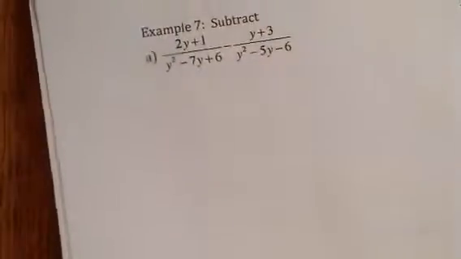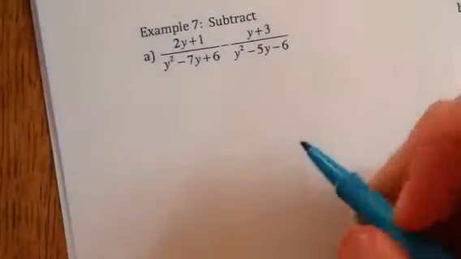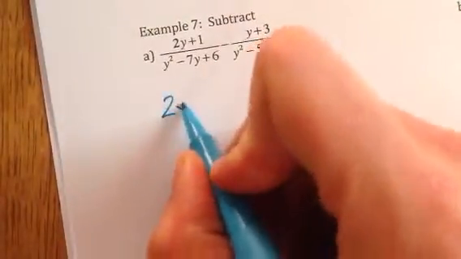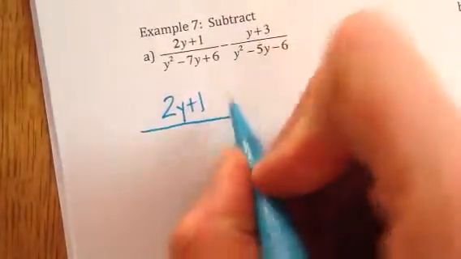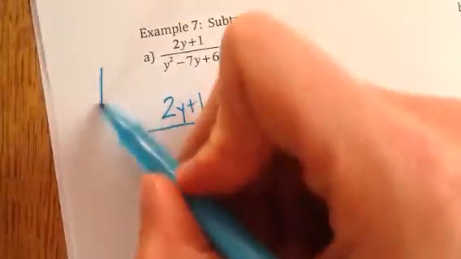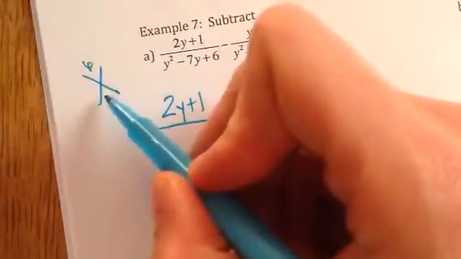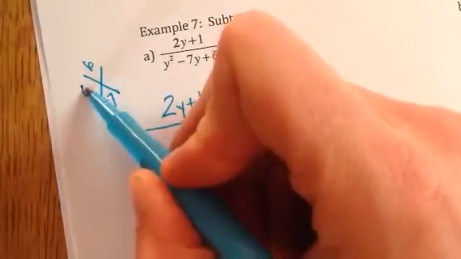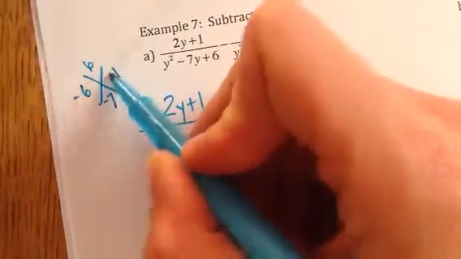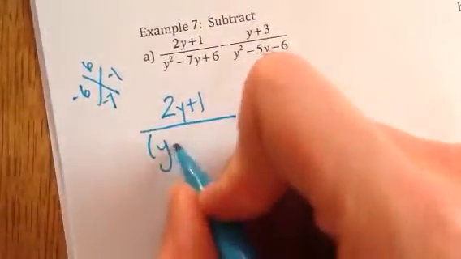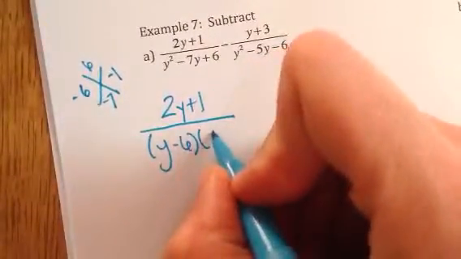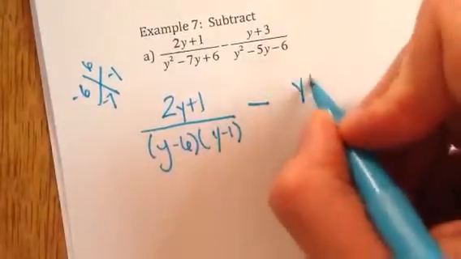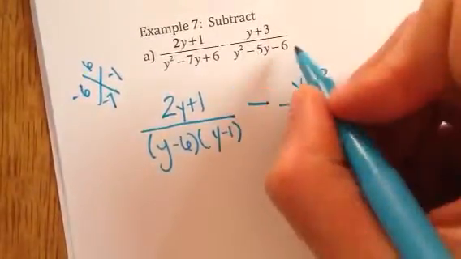Okay? When I have subtraction now, same thing. Start by factoring. 2y plus 1, factor your bottom. Two numbers that multiply together to give me 6, that sum to give me negative 7. I would be looking at 6 and 1, and both of them being negative. So y minus 6, y minus 1, minus y plus 3 on top.